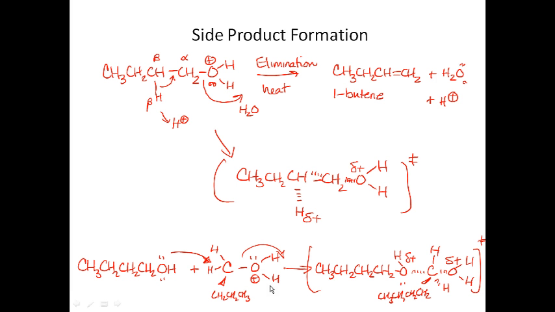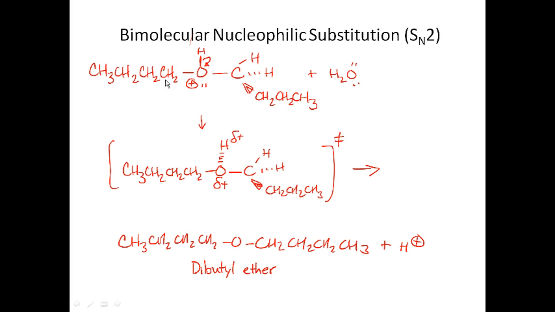going through an SN2 mechanism. It would then have the oxygen partially bonded to the carbon and partially bonded to the leaving group in the transition state, and would then give us our final product of dibutyl ether.